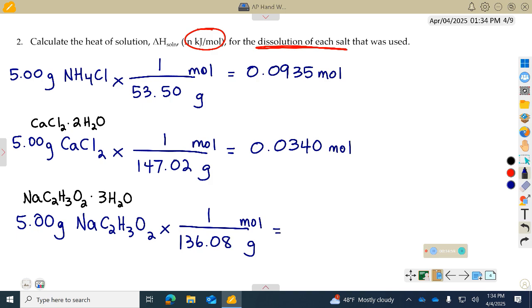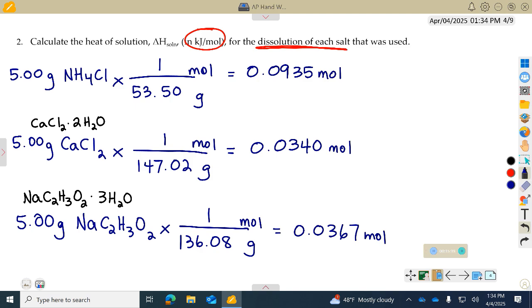Plug that in my calculator. 5 divided by 136.08, 0.0367 moles. And so for the most part, I'm guessing we'll be all pretty similar.